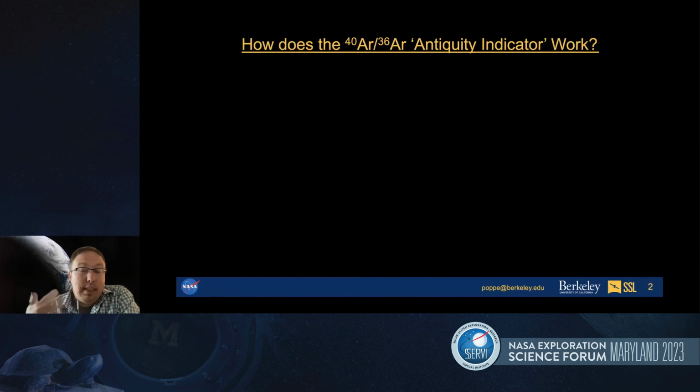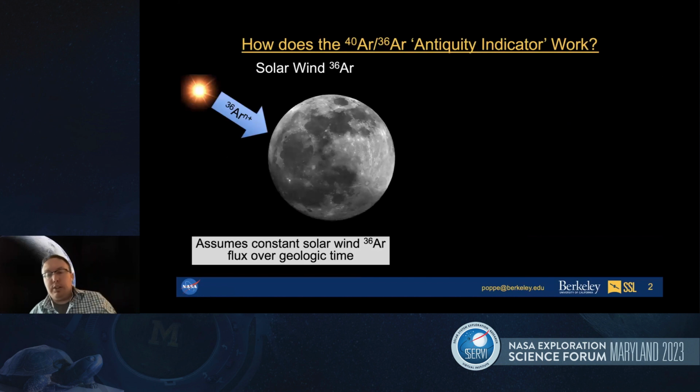So in reality, how do we think this antiquity indicator works? We need two ingredients: argon-36 and argon-40. Argon-36 only comes from the sun. The only source of this isotope is actually the solar wind itself. It's a minor ion in the solar wind. And so over billions of years, this argon-36 is continually irradiating the surface of the moon and implanting argon-36 into the soil. One important assumption this makes is that this flux of 36 argon, or the flux of the solar wind in total, is constant over geologic time. And we'll get back to whether or not that's actually true.